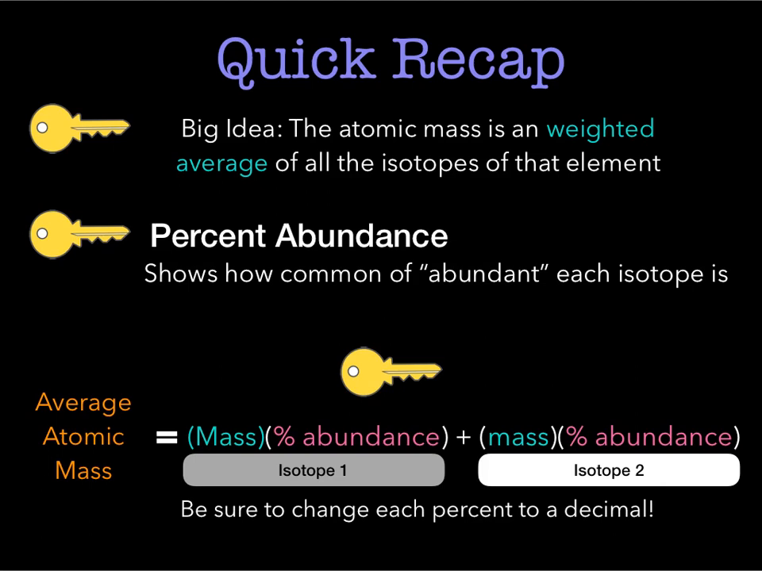So in this video, we talked about these 3 key ideas. One thing you do want to remember is always change your percent abundance to a decimal before you add it to your formula.